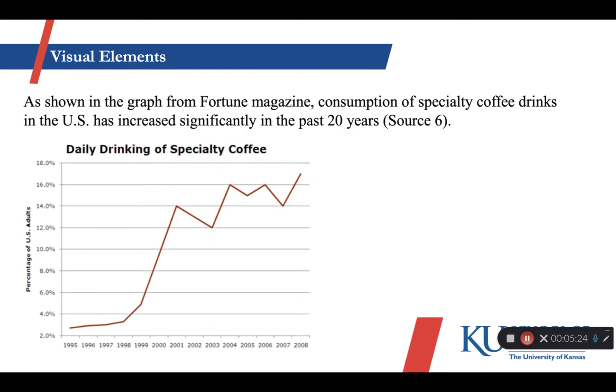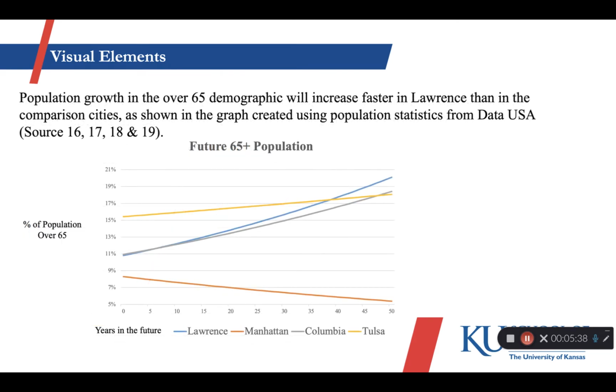This is a better visual to use. The example sentence here shows how to cite the source and reference this in the text. It should be clear how your visual relates to your persuasive argument. You are welcome to create your own visual element. Here, the writer used evidence from 4 sources to create a visual showing the population growth in the over 65 demographic.